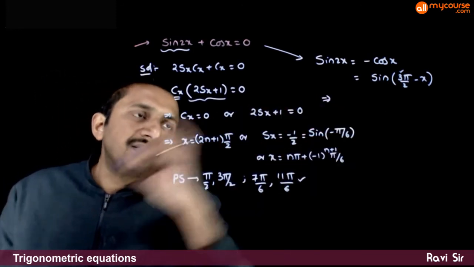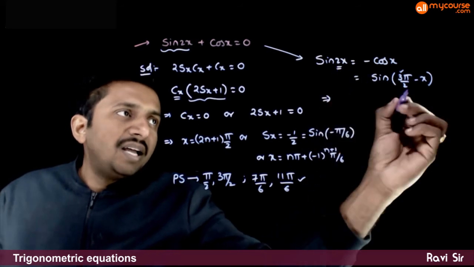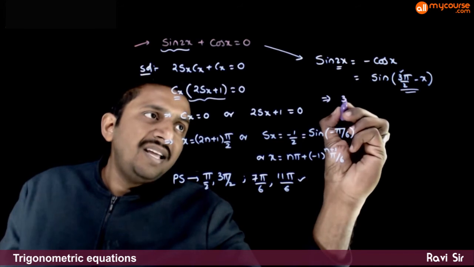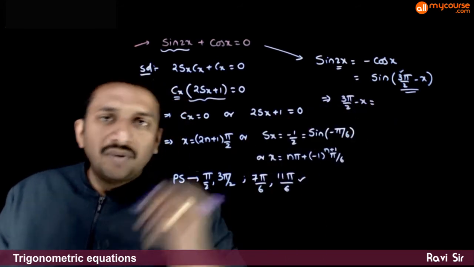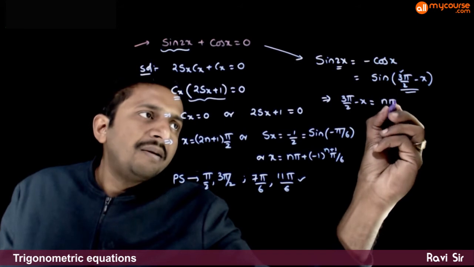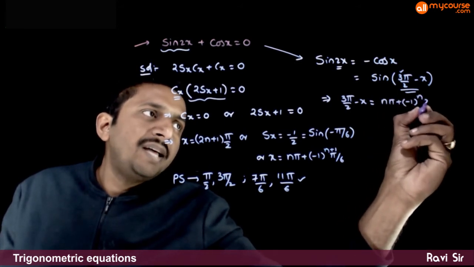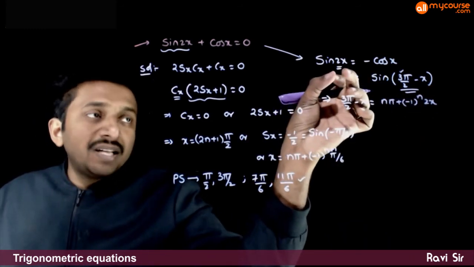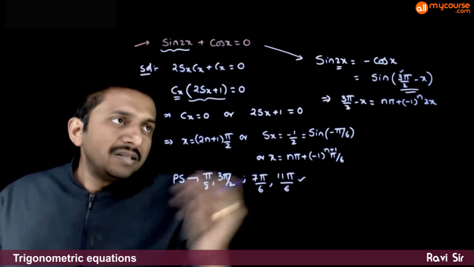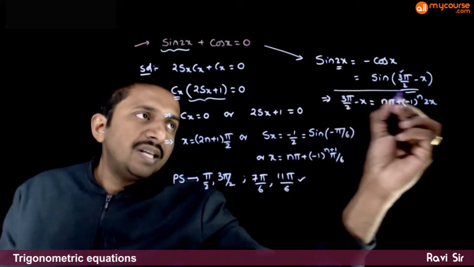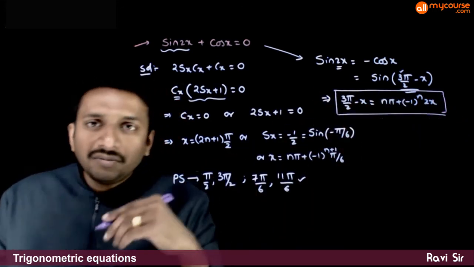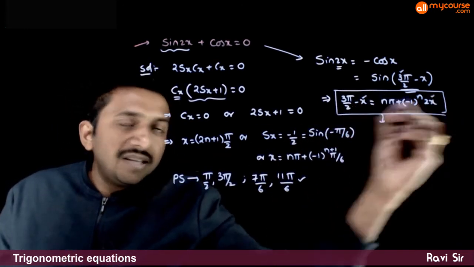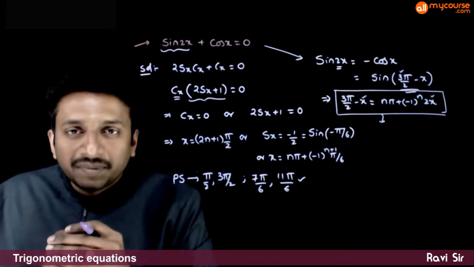So this implies sin of something is equal to sin of something. So I can write this as 3 pi by 2 minus x is equal to n pi plus minus 1 whole power n times 2x, right? Something has to be equal to n pi plus minus 1 whole power n times something. I can write the reverse also, it doesn't really matter. So this is a solution for our equation. Let us try to analyze our solution, because x is there here as well as here. I want to bring x onto one side.